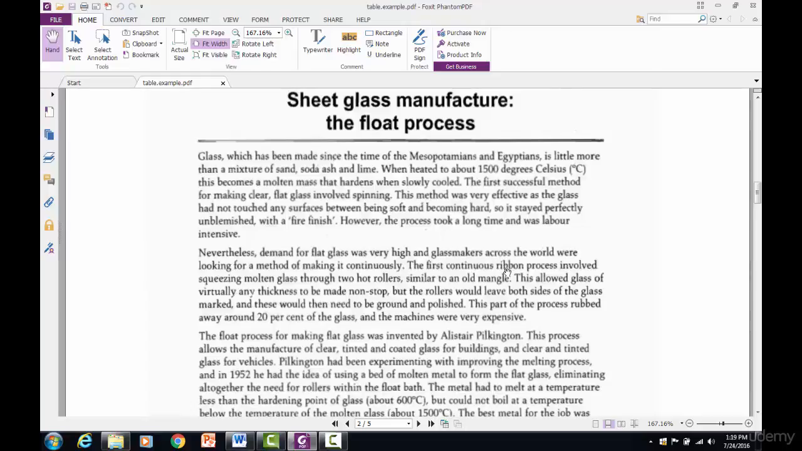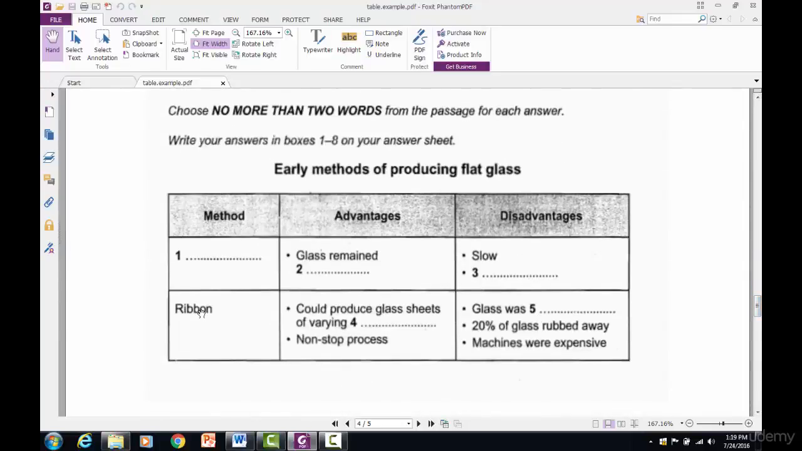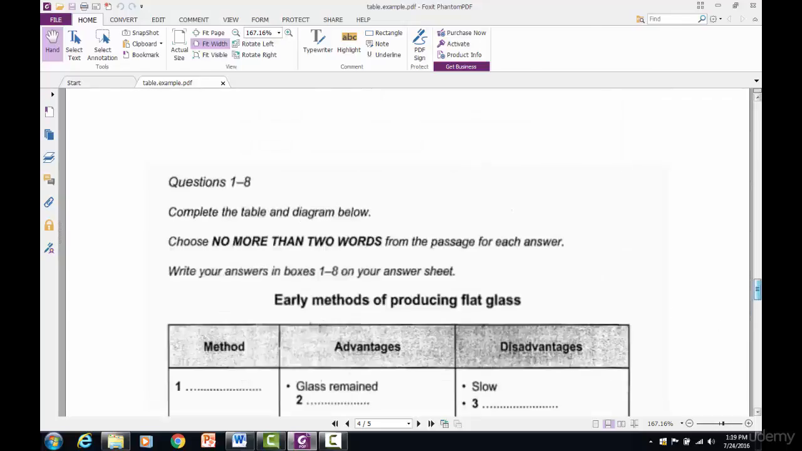Here it is right here. Ribbon. Now remember, if you don't remember, some of you guys have good memory, some of you don't. There's the word ribbon, and for number 4, it says "could produce glass sheets of varying." So for number 4, I'm looking for a word that means the same as varying. If I find the word that means the same as varying, then I'll know the answer for number 4 automatically because it's connected.